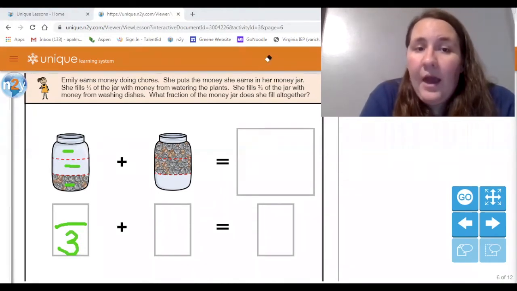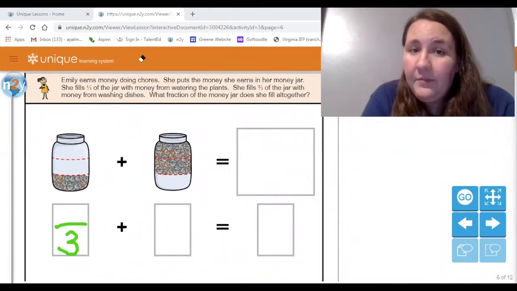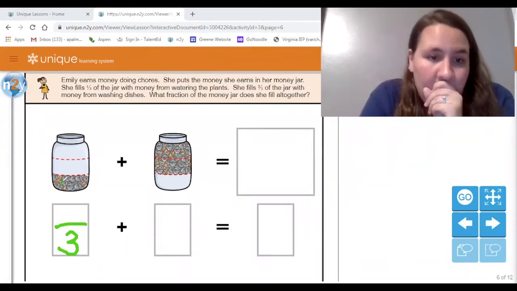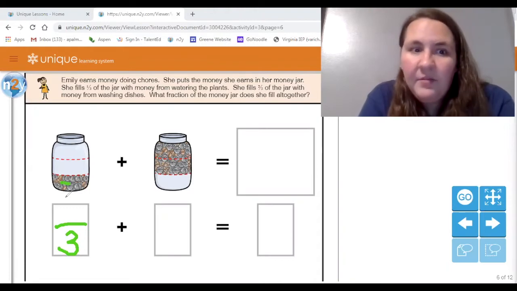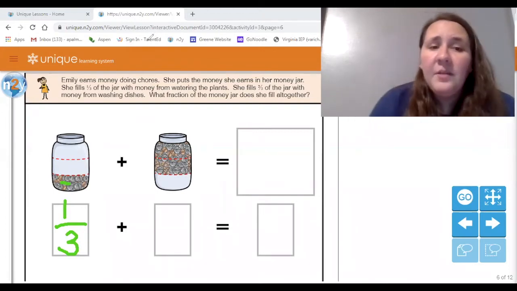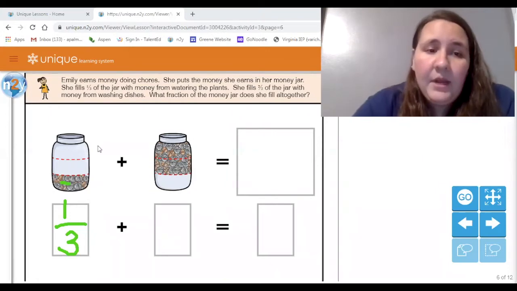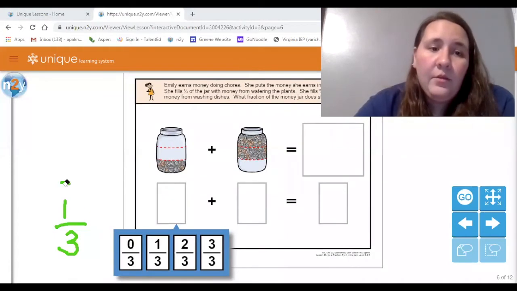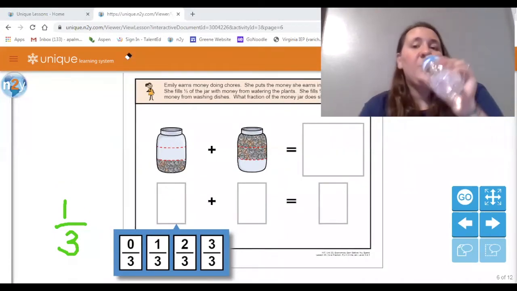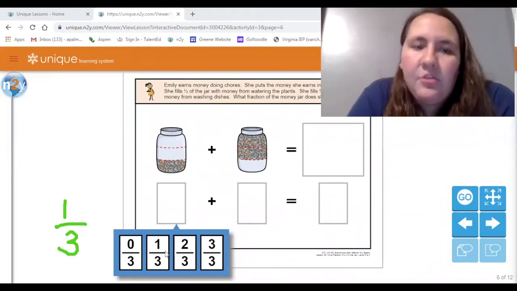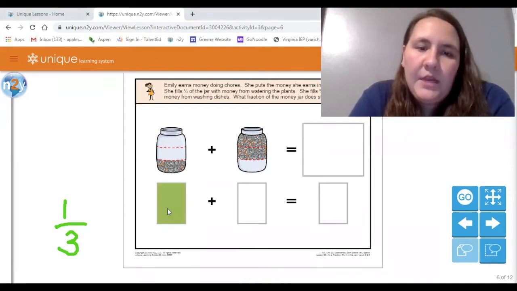So now I need to figure out how many pieces of the jar she filled, right? How many pieces did she fill? So let's count how many pieces have coins in them. Are you ready? 1. Just 1, right? So I'm going to put my 1 on top. So this number is 1/3. I'm going to go ahead and click the box, and I want you with your finger to find the number 1/3. Beautiful job. I see lots of my friends touching this number here with a 1 and then a 3.